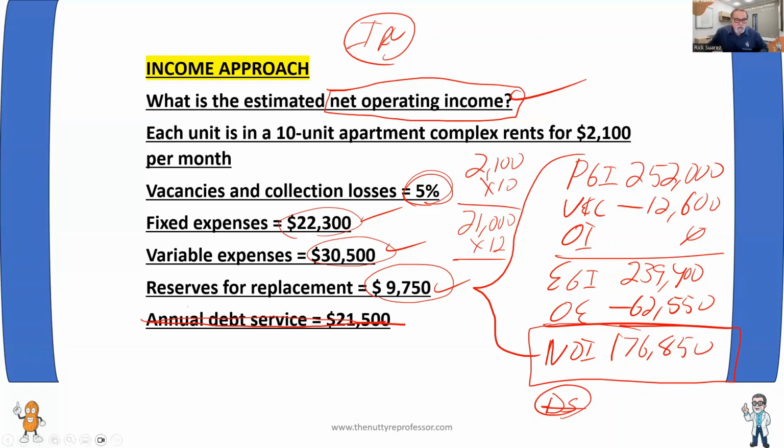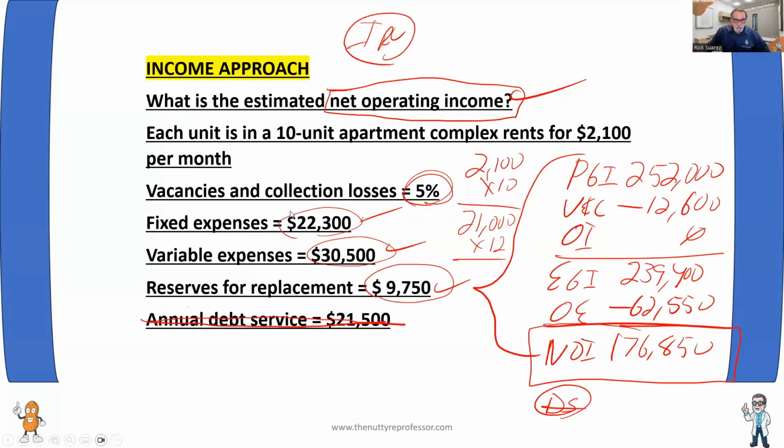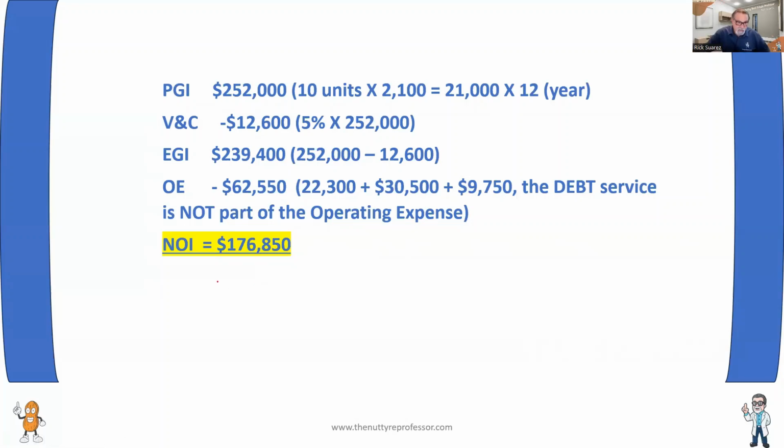Let me show it to you clean so you can see it better. There it is. Here's your PGI, 10 units times 2,100 equals 21,000 times 12 per year. That is 252,000. 5% of 252,000 is 12,600. When you subtract, you end up with 239,400. Then you're going to take the expenses. The debt service is not part of the operating expense, so you need to know that. So it's 62,550, and I believe that's the same answer I got, 176,850. That's the NOI. That's what we were asked for, and that's it.